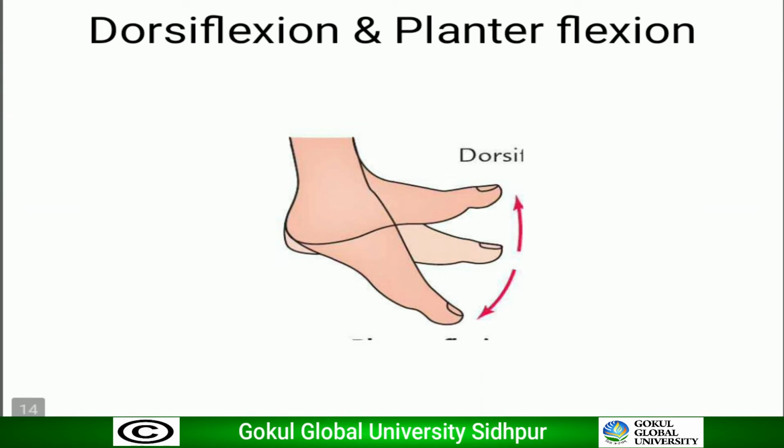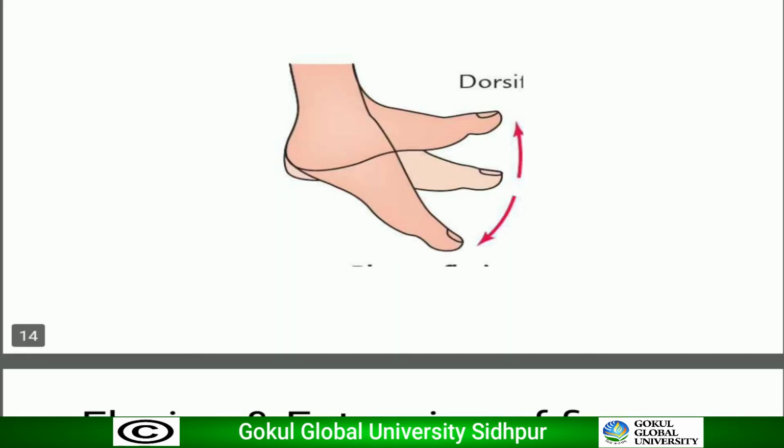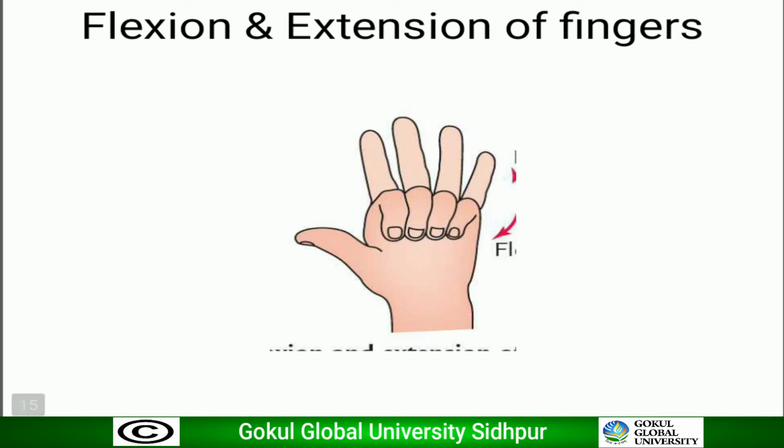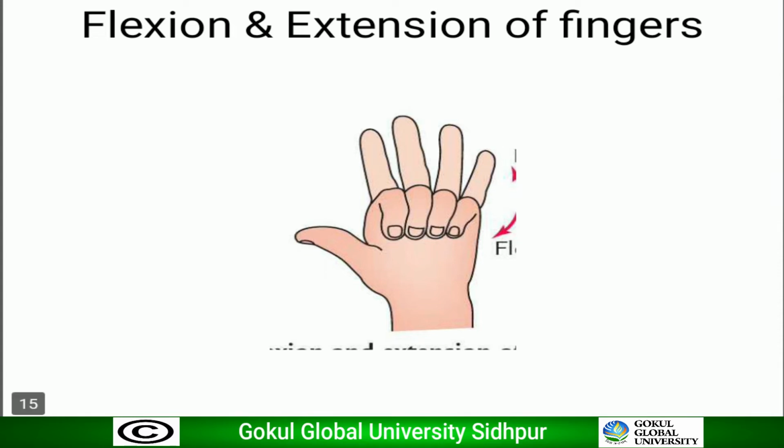In this diagram you can see dorsiflexion and plantar flexion. This is the diagram of flexion and extension of the finger. Bending downwards of the finger, that is flexion, and opposite to it, that is extension of the finger.